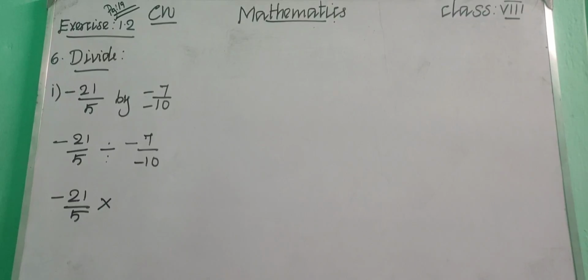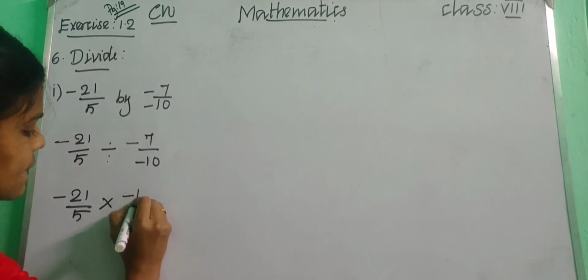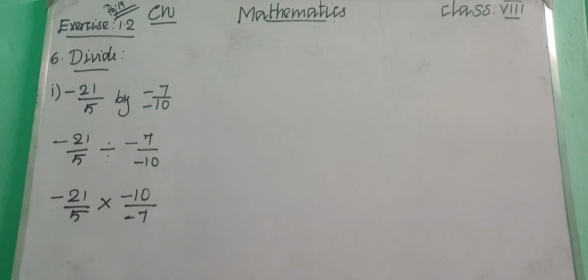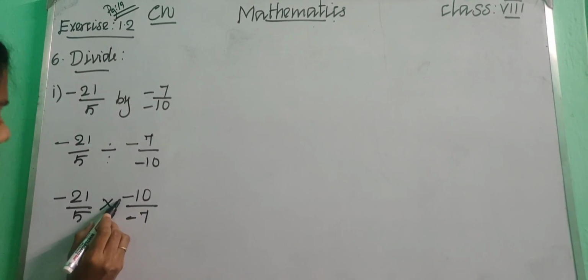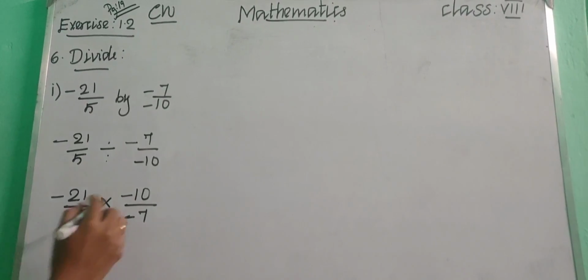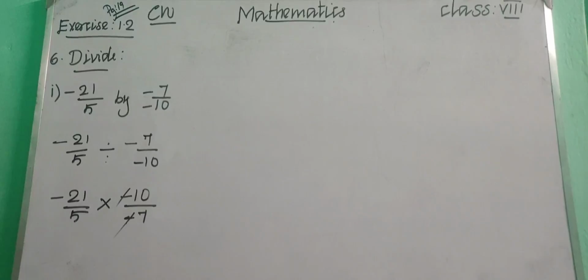So what is the multiplicative inverse of minus 7 upon minus 10? Minus 10 upon minus 7, right? So minus 10 upon minus 7. It is the reciprocal, that is the multiplicative inverse. Okay children, here we are having minus and minus, so we can cut the minus symbol, right? So minus and minus, we just cut it.